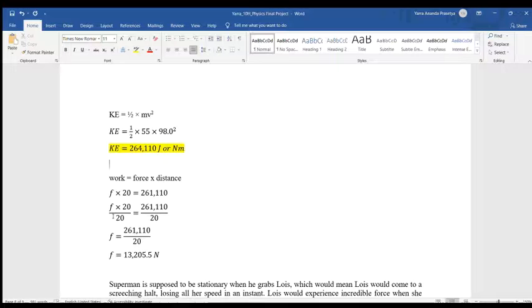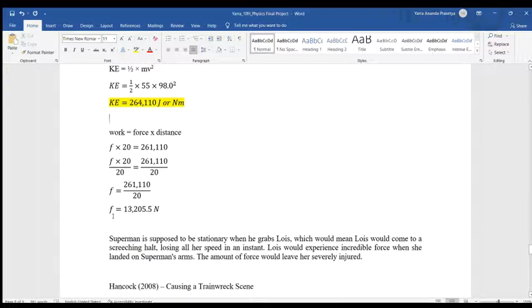And Superman is supposed to be stationary when he grabs Lois, which would mean Lois would come to a screeching halt, losing all her speed in an instant. She'd experience so much force that as she lands onto Superman's arm, it'd be the equivalent of her landing onto the pavement below. The amount of force would leave her severely injured. So I don't really think that this scene is correct. I'm gonna rate the scene an RP, wretched physics, not right at the slightest.